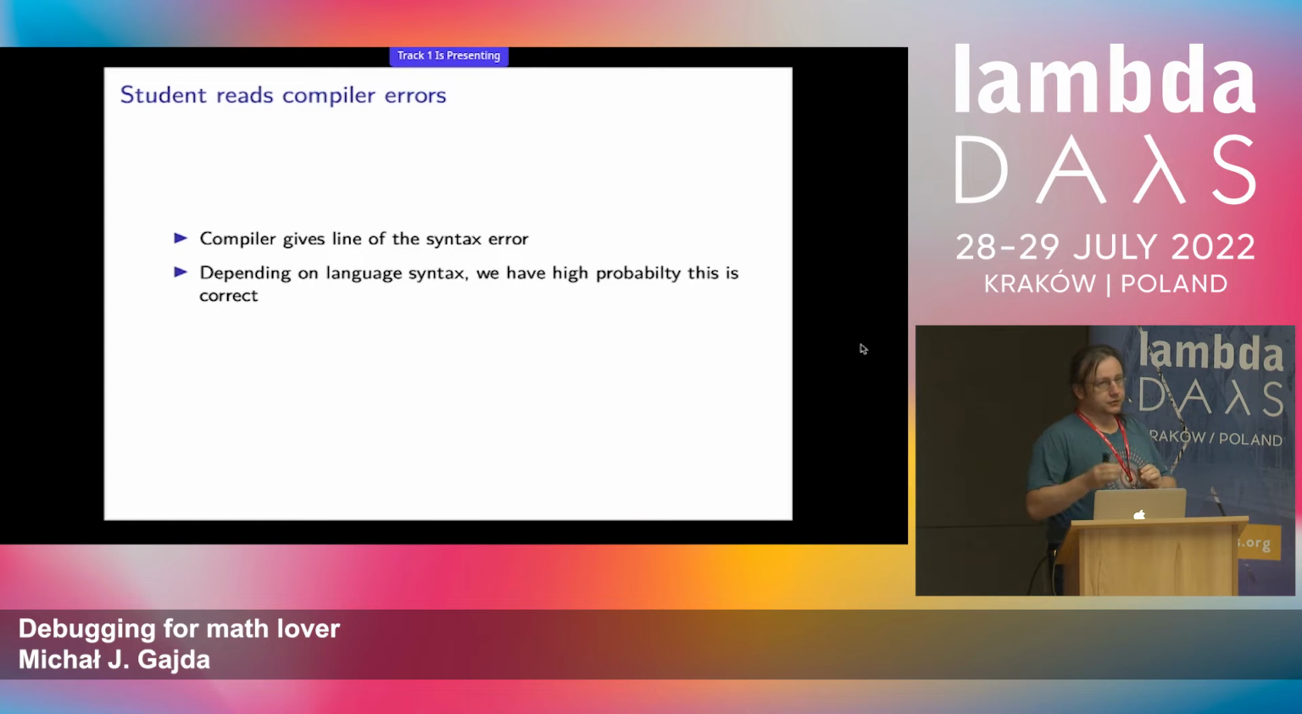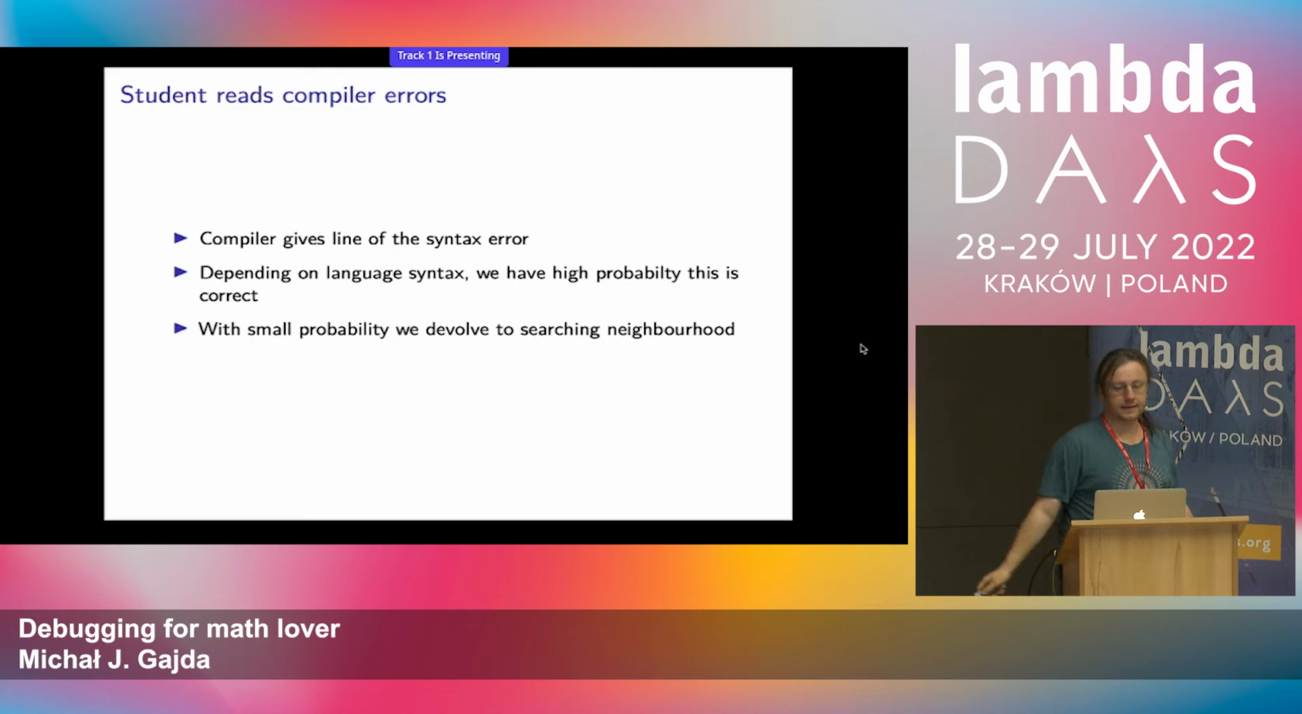And that is also the case when you design a new language. You may consider how hard it is to write the syntax that will make it unique where the syntactic error happens, so that you decrease the probability that you devolve to this previous strategy, which is basically replacing tokens at random in the neighborhood of the error.